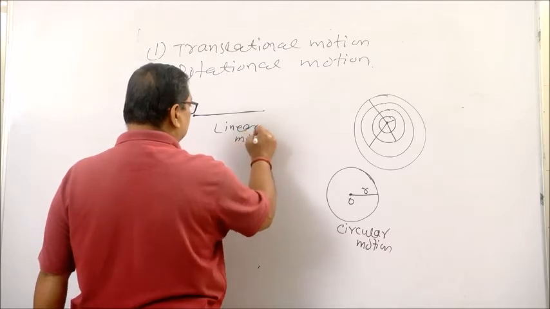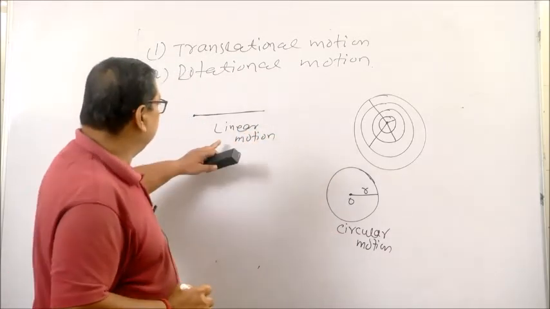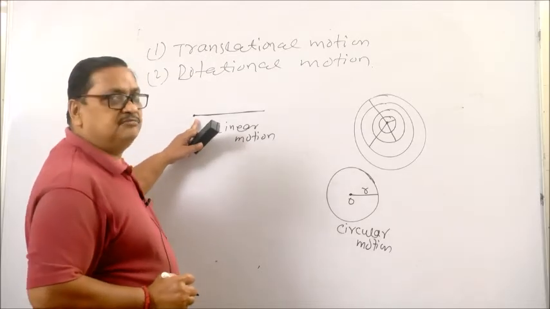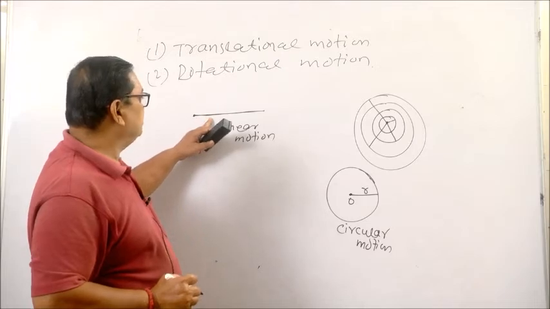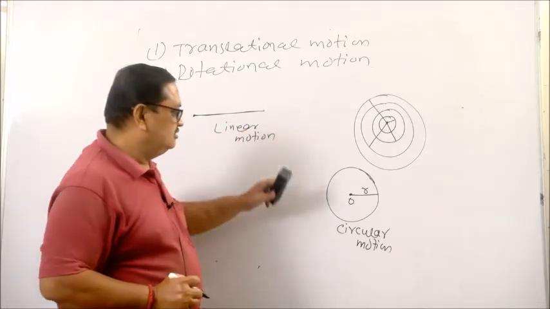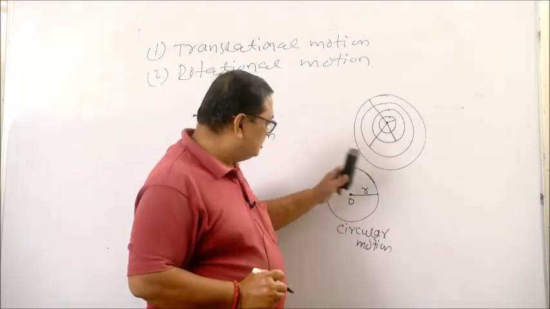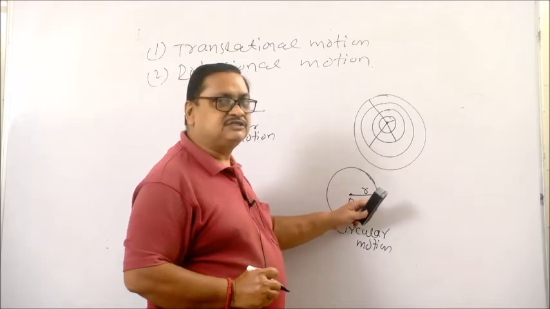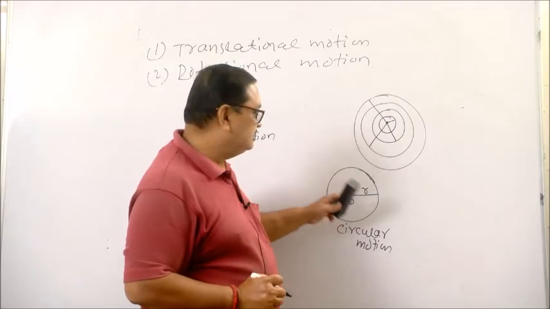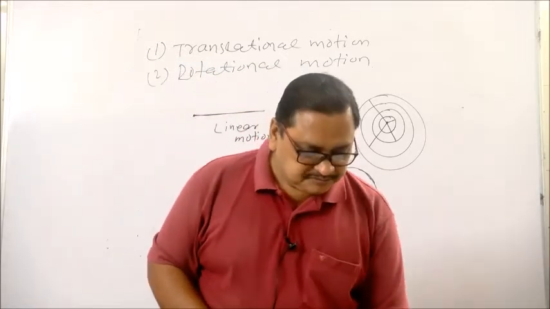So the basic difference between linear motion and circular motion is, in linear motion, the body is moving in such a path that its distance from the fixed point is changing gradually. But in circular motion, the body or particle is moving in such a path that its distance from the fixed point, that is the center, remains constant, that is known as the radius. So this is the basic difference between linear motion and circular motion.